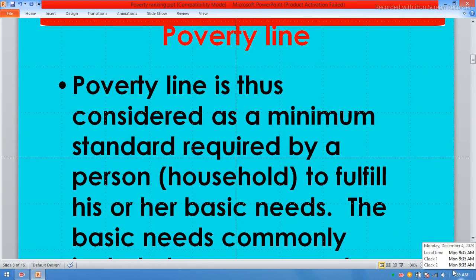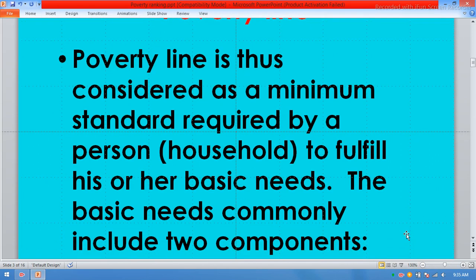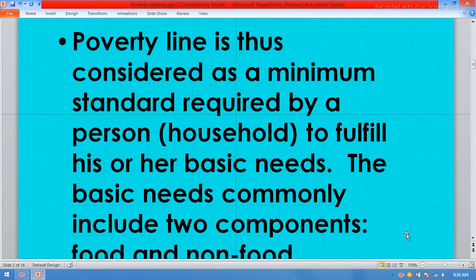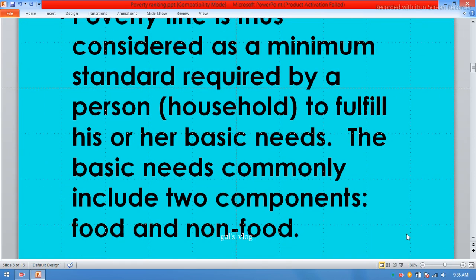Poverty line. Poverty line is thus considered as a minimum standard required by a person or household to fulfill his or her basic need. The basic needs commonly include two components, food and non-food.